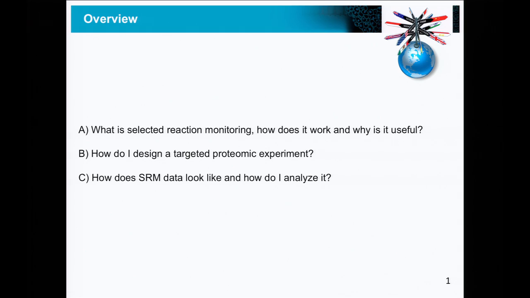Okay, so I have structured this lecture into 3 different parts. And each part is headlined by a specific fundamental question regarding targeted proteomics and SRM. So in the first part, I would like to discuss with you what actually SRM is, how it works, and why it is useful. Then in the second part, I would like to design with you a first targeted proteomic experiment, and what's important to consider here. And in the last part, we will look at some real SRM data, so that you get a feeling for what the data really looks like that you get back from your mass spectrometer. And whenever there are questions arising, really don't hesitate and just interrupt me anytime. Good, so let's start with the first part.